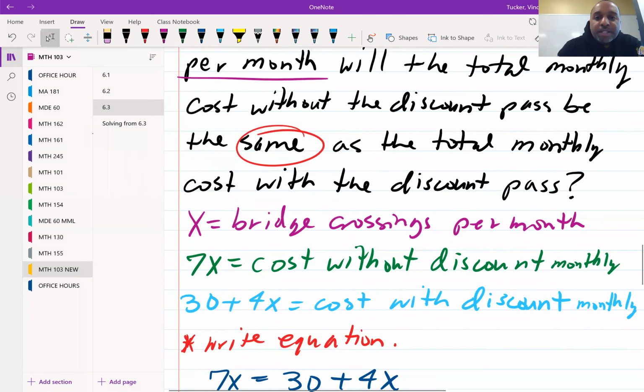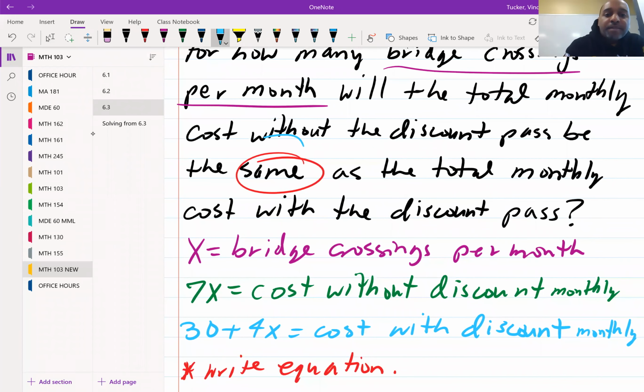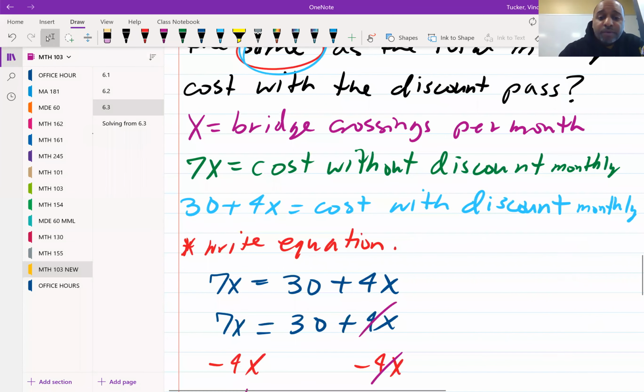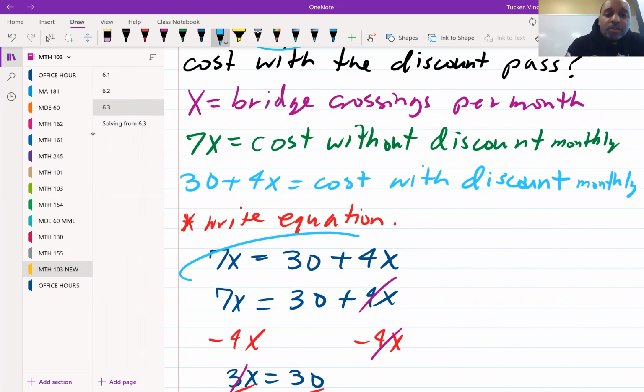So we want to write an equation. The key word here is same. It says, for how many bridge crossings per month will the total monthly cost without the discount pass be the same as the total monthly cost with the discount pass? Whenever you have that word the same, you're going to be setting something equal to each other. And it's talking about these two pieces right here, 7X without the discount, 30 plus 4X with the discount. And so you set those equal to each other to solve.